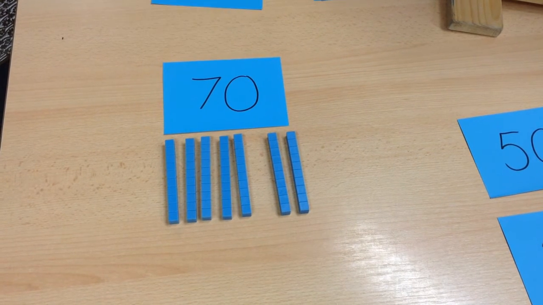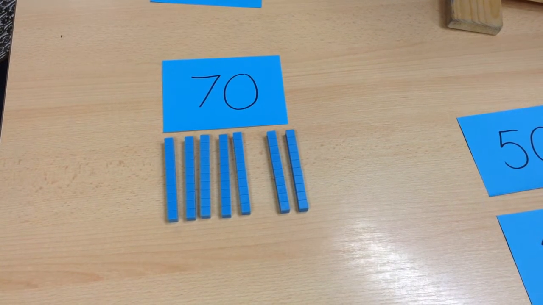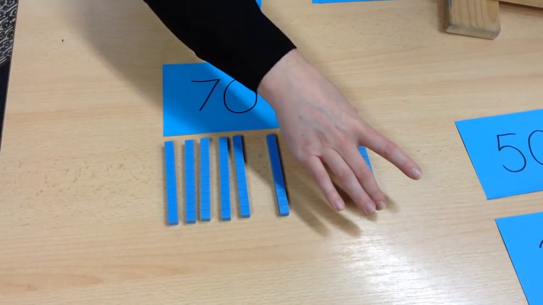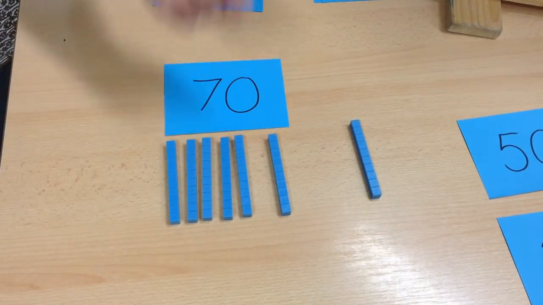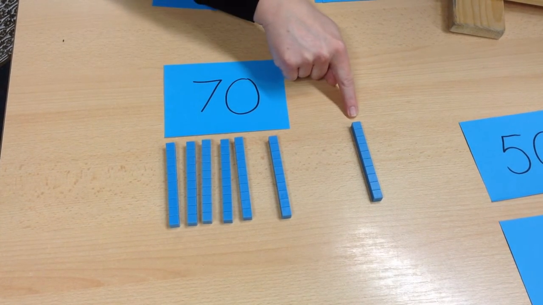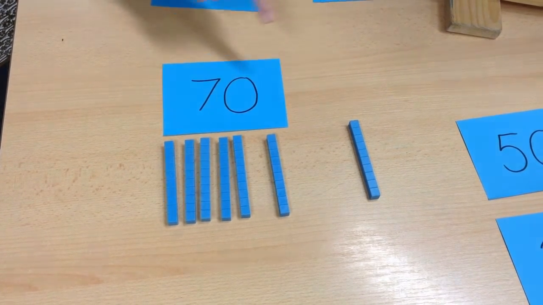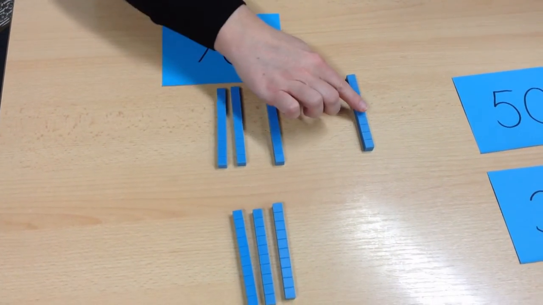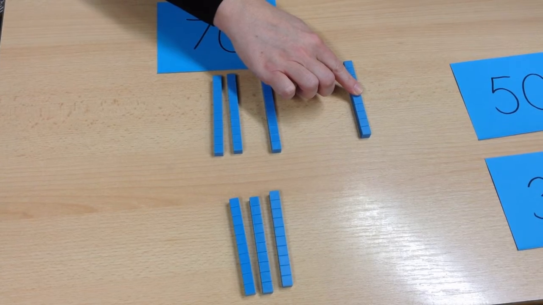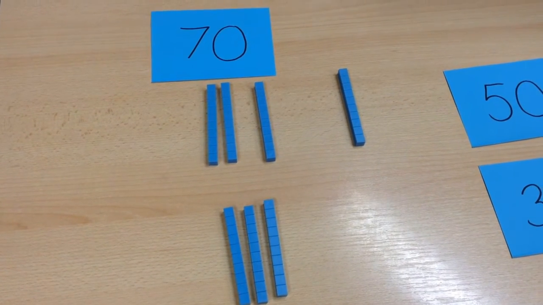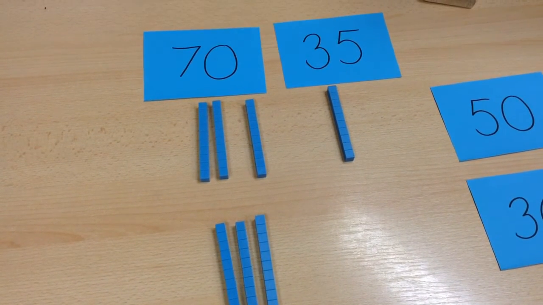Let's try half of 70. As before, we'll partition it into a 10 and a bit, the rest. So this time we've got 60 and 10 to halve. Half of 60 is 30, and then we'll be left with half of 10, which is 5. So half of 70 is 35.